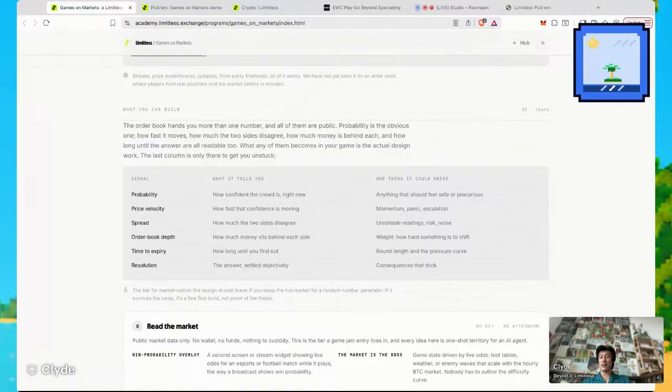Obviously, price velocity also tells you something about the volatility of confidence and consensus. You could map that to anything involving momentum, panic, escalation in your games. The spread tells you about the level of noise, discord and disagreement between two opposing positions. And again, time to expiry and resolution gives you that temporal dimension that's sort of unique to prediction markets.